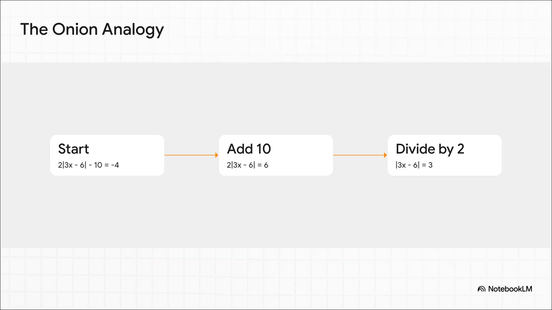We start with our equation. First, we gotta undo that subtraction. So we add 10 to both sides. That's layer 1. Gone. Then we undo the multiplication by dividing by 2. Boom, layer 2 is gone. And now the absolute value is all by itself.